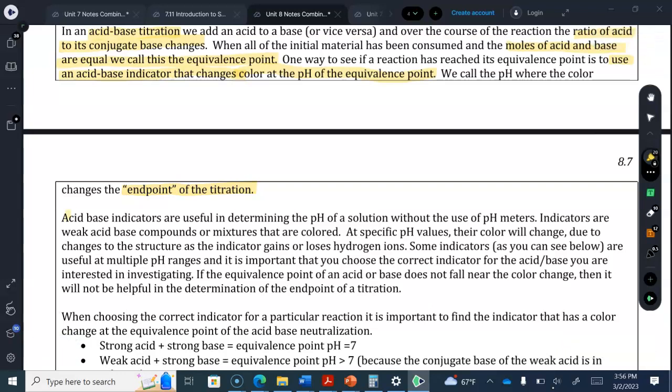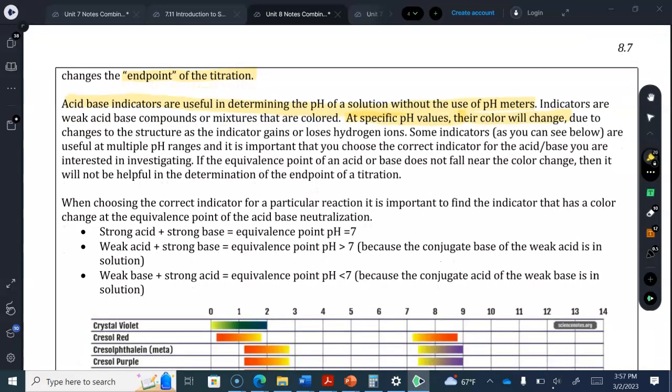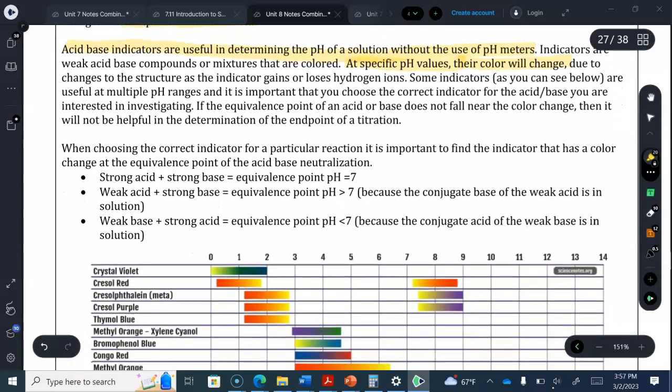Acid-base indicators are useful in determining the pH of a solution without the use of pH meters. Indicators are weak acid-base compounds or mixtures that are colored. At a specific pH value, their color will change. This is due to changes to the structure of the indicator as the indicator gains or loses hydrogen ions. Some indicators, as you can see below, are useful at multiple pH ranges, so some of these top ones and a couple on the bottom.